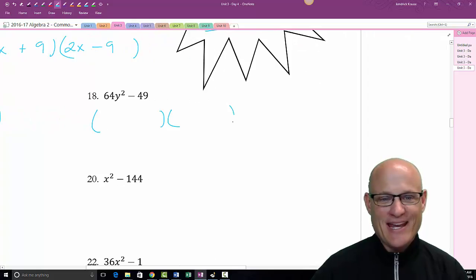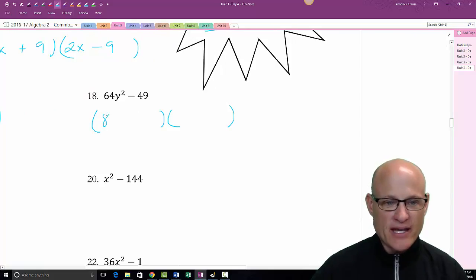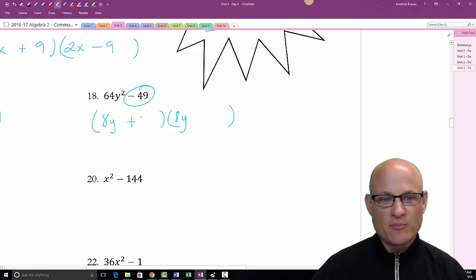What multiplies to 64? 8 times 8. And we still need the y squared, so we'll put a y and a y. What multiplies to negative 49? Plus 7, minus 7.